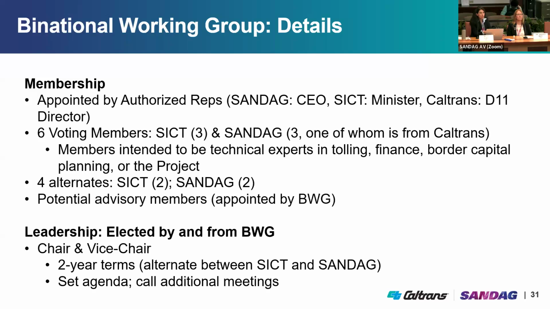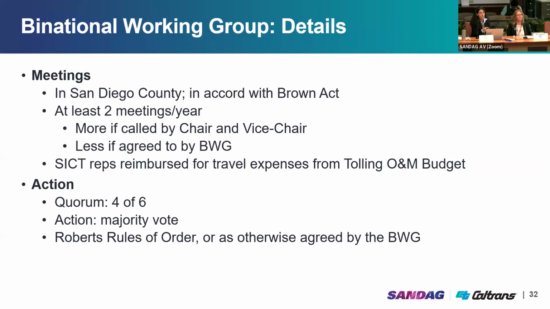There'll be a chair and vice chair that will be elected by and from the binational working group. They'll serve 2-year terms that will alternate. So when SICT is the chair, SANDAG will be the vice chair, and then they'll switch. They have the ability to set agenda and call additional meetings. Meetings will be in San Diego County in accordance with the Brown Act. The agreement provides for at least 2 meetings a year, more if the chair and vice chair jointly agree to have more, less if agreed to by the binational working group.